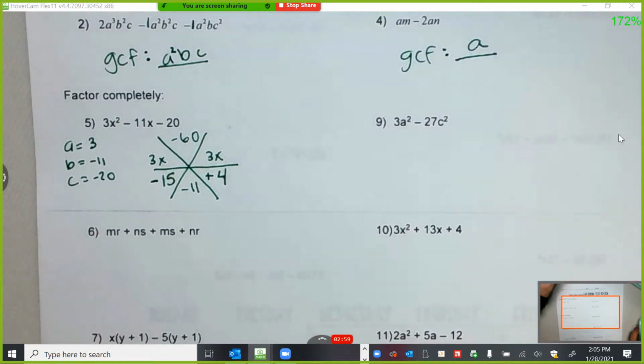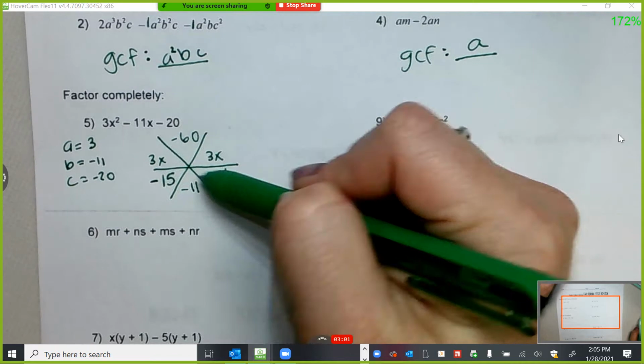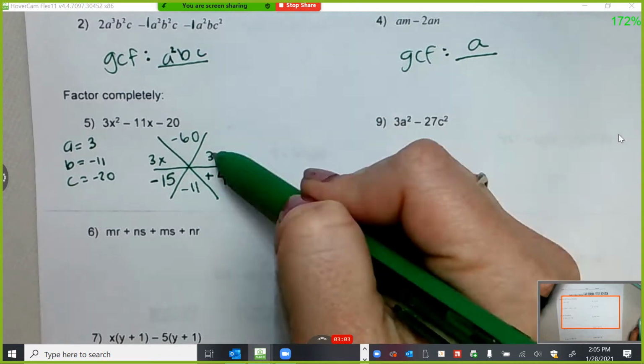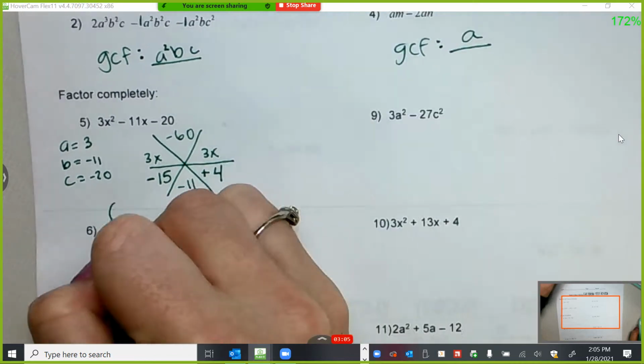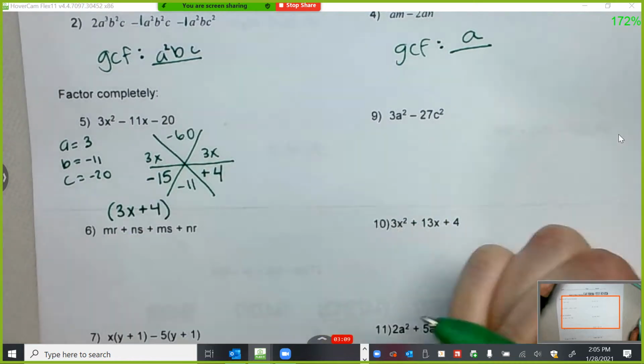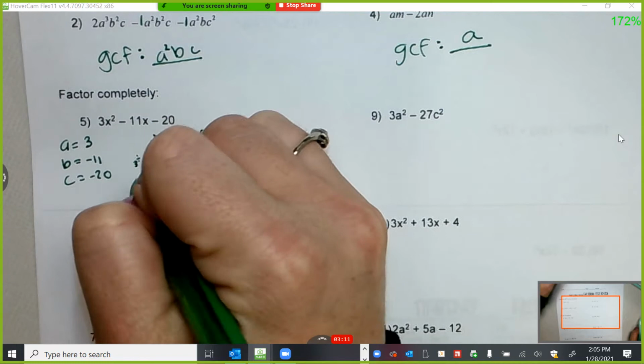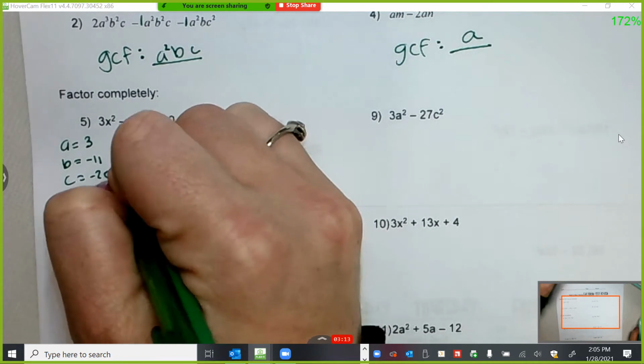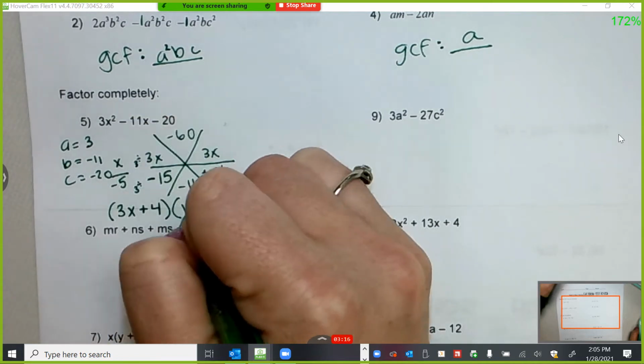Now, remember, you always have to make sure these don't simplify as if they were fractions. 3x plus 4 does not simplify. But 3x over 15 does. 3 goes into both of those. So we're going to take that 3 out. And I end up getting x over -5, which just means x minus 5.